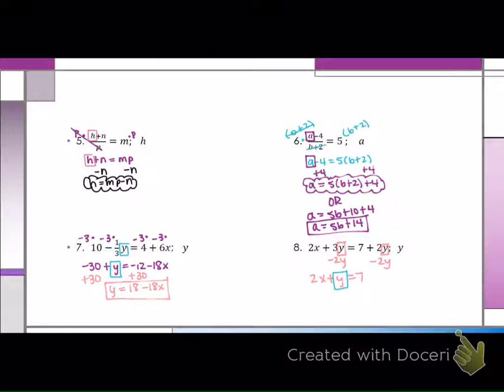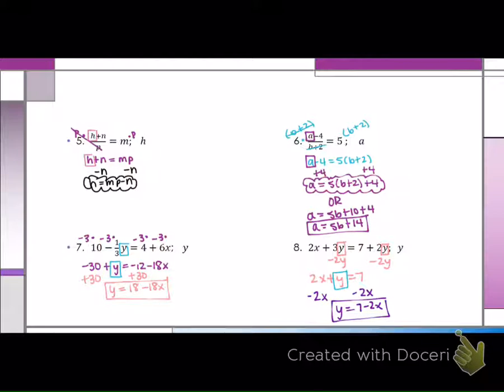Riley, what would I do next? You subtract 2x on both sides. And you get that. All right, see what questions you have for me there before we do some word problems. Again, we're going to be practicing this skill tomorrow too.